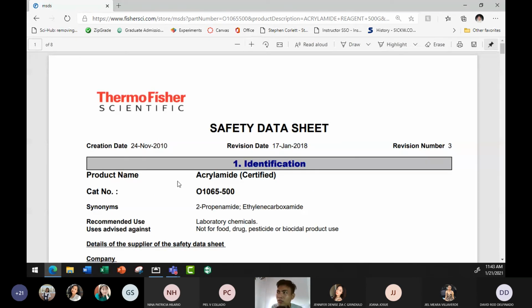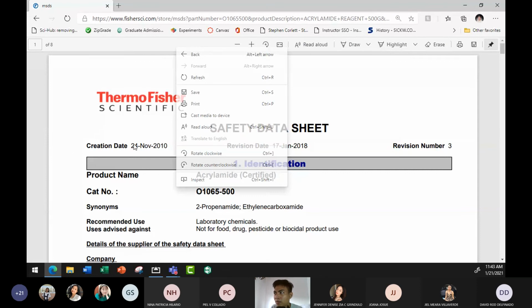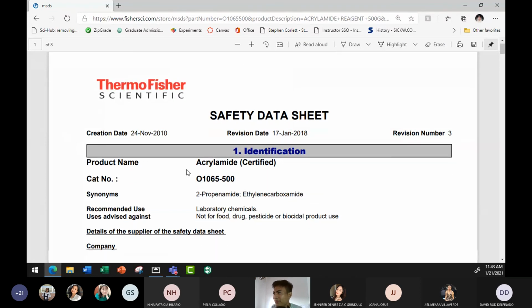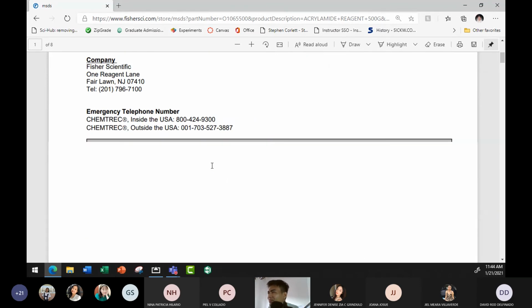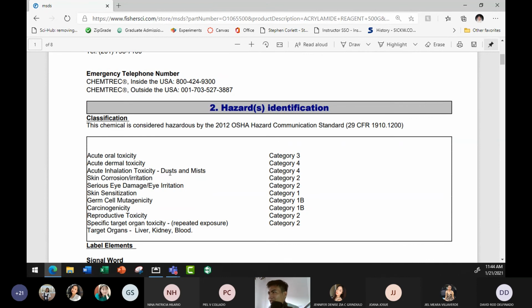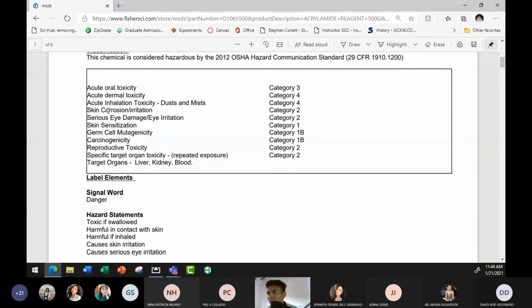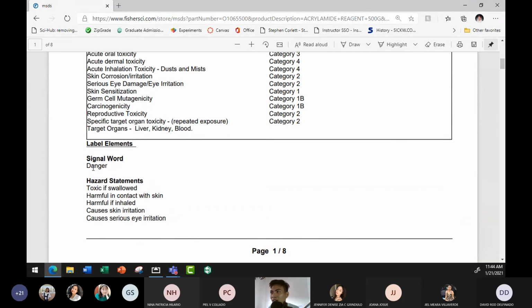So, i-google mo lang, chemical name followed by MSDS. May mga PDF na yan. No? So, for example, ito, acrylamide. Then, the other names, 2-propenamide. No? So, ayan, ethylene carboxamide. No? Tapos, andito yung mga classification niya. Category 1, 2, 3, 4, something. Nakalagay din naman yan. Signal word, danger, di ba?